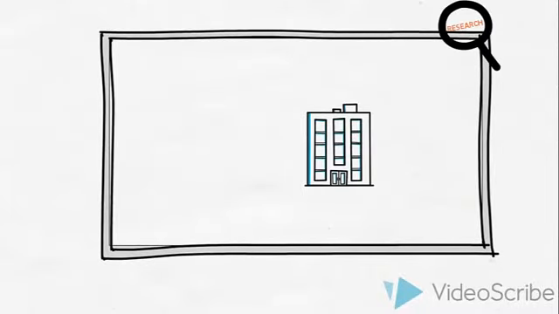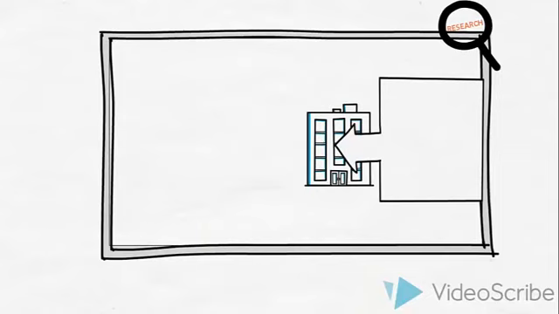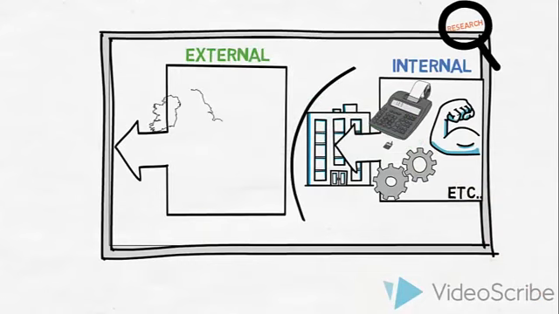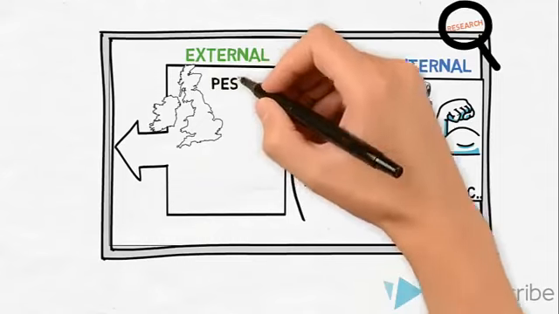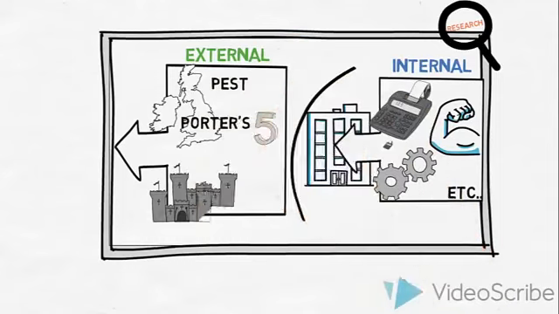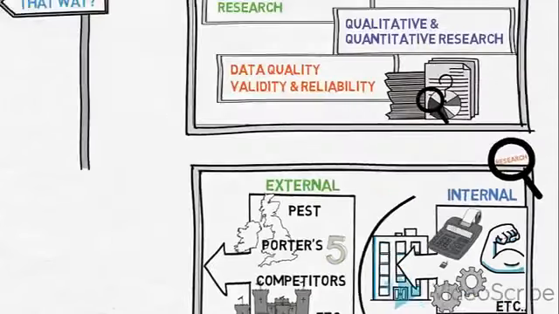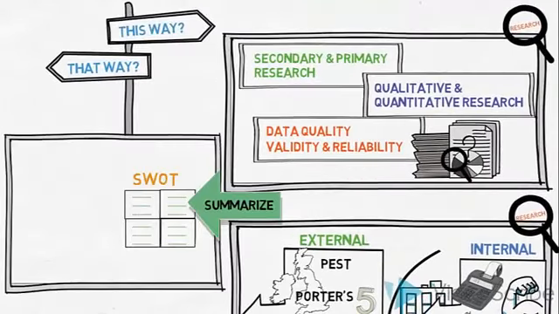The gathered data might be used in a process of conducting different analyses. Internal analysis, which could include a look at the company accounts, current business model, core competencies, and others. And external analysis such as PEST, Porter's 5 forces, competitor analysis, and others. And ultimately, they might summarize all their research in a SWOT analysis.